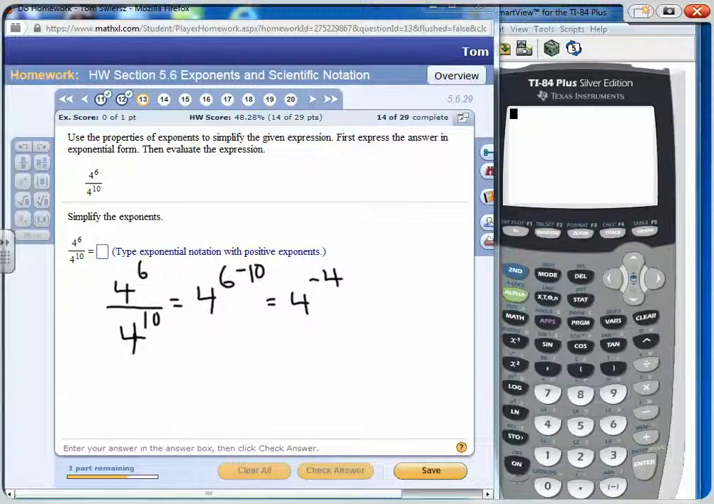Okay, and notice you type in exponent notation but with positive exponents. Remember, to make a negative exponent positive, it's the reciprocal. So it's 1 over 4 to the 4th power. So that's an exponential notation, and that's with a positive exponent. So that is the correct answer. Let's go ahead and put that in.